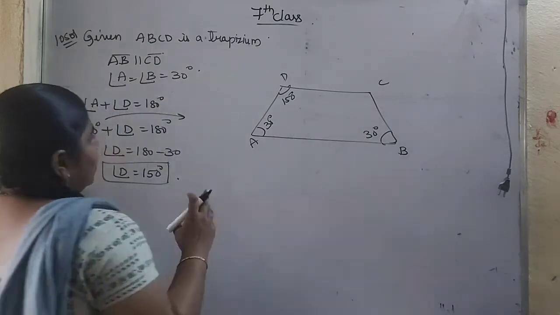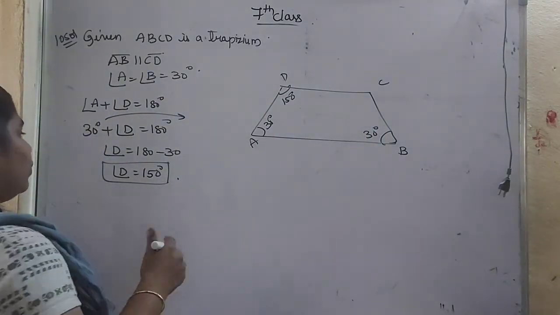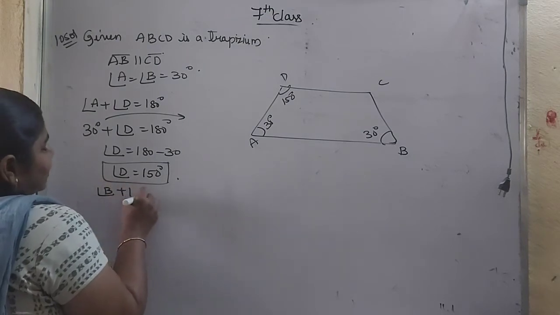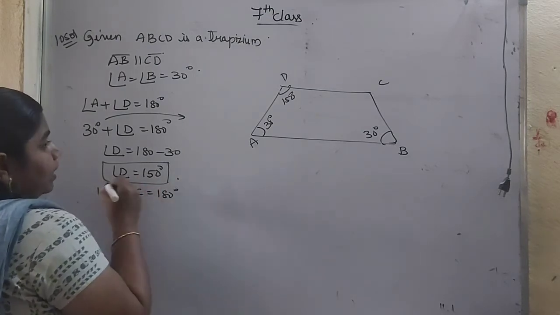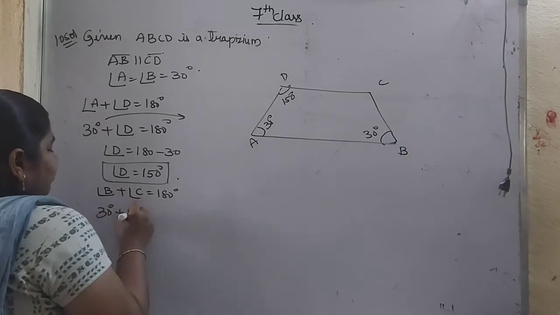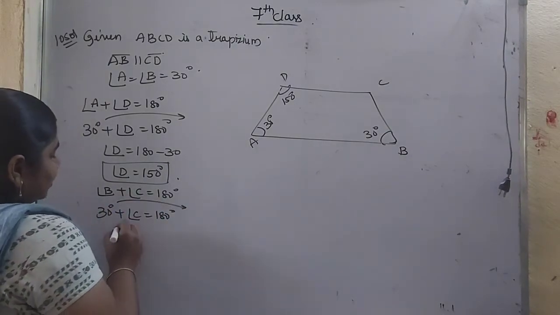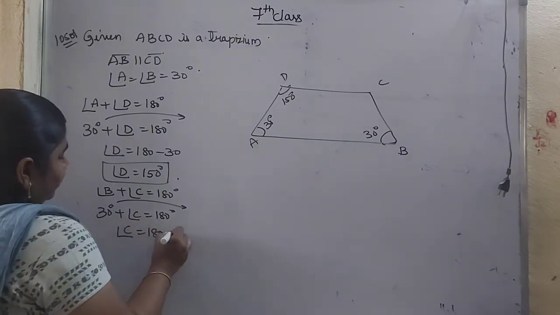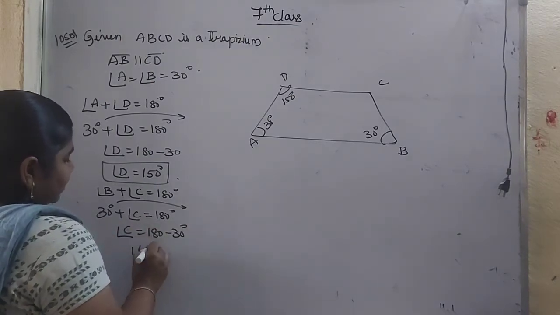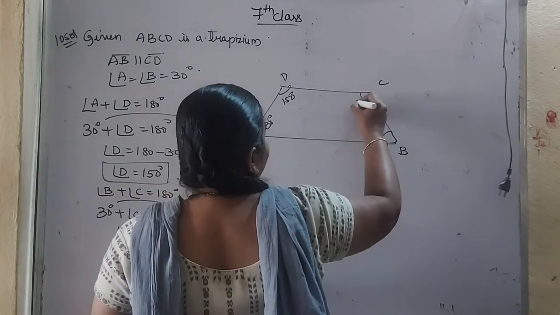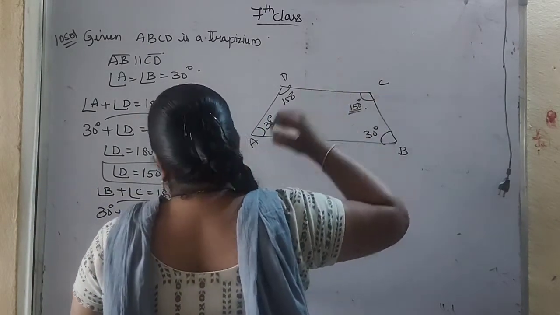In the same way, the angle C value will also be equal to 150, because we know that angle B plus angle C will be equal to 180. Angle B is 30 degrees. 30 plus angle C is 180. If you transpose 30 to the other side, angle C is equal to 180 minus 30 degrees. Angle C will be how much? 150 degrees. So angle C we got as 150 degrees.